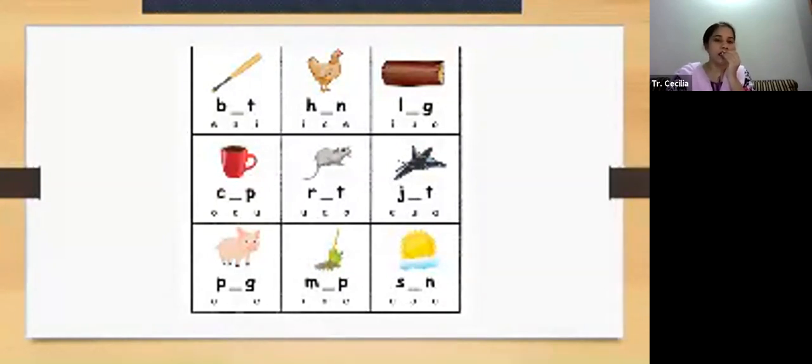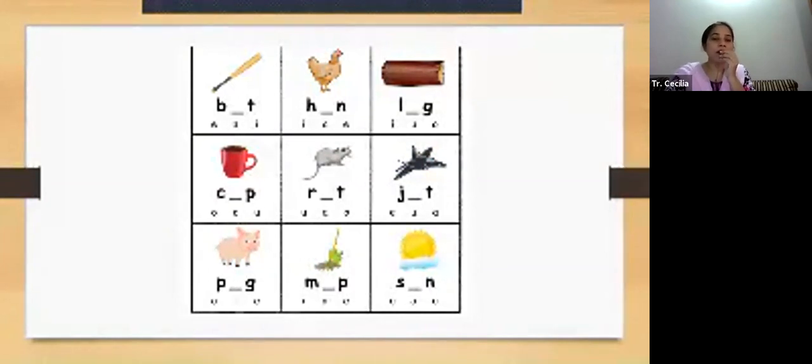Or C dash P, cup. Next, what is this? Rat, okay? So R dash T. Next, J, okay, what is this? This is a jet, okay? This is jet. It's a kind of aeroplane, a plane, okay? But we don't travel in it, okay? People don't travel in it. It is used for some other purposes, okay? All right, jet. What is this? Jet. Jet, J dash T, jet.